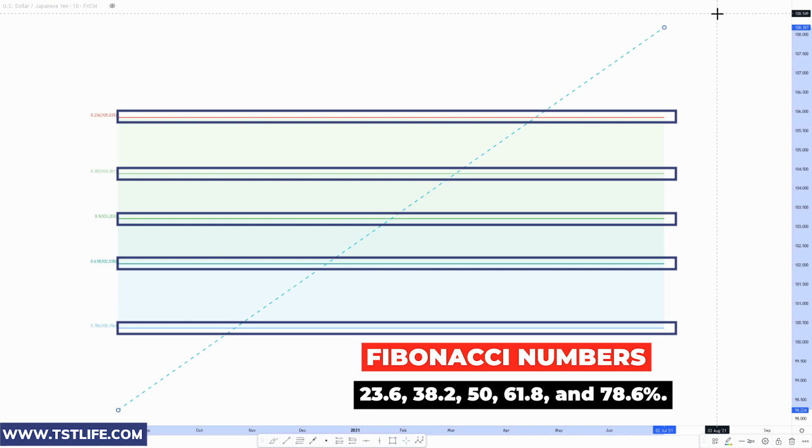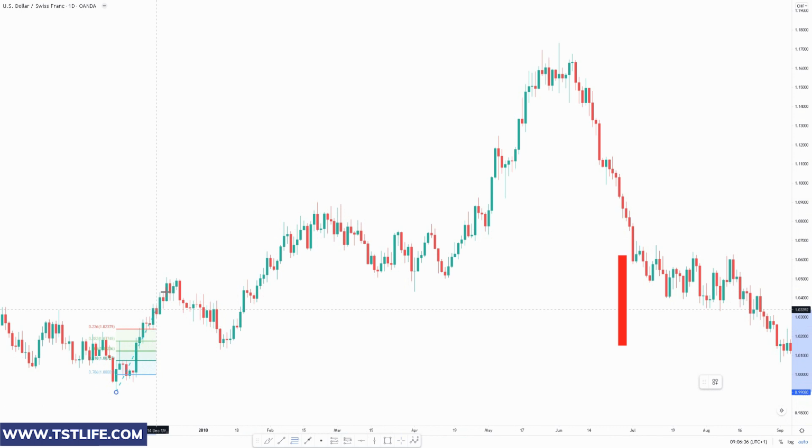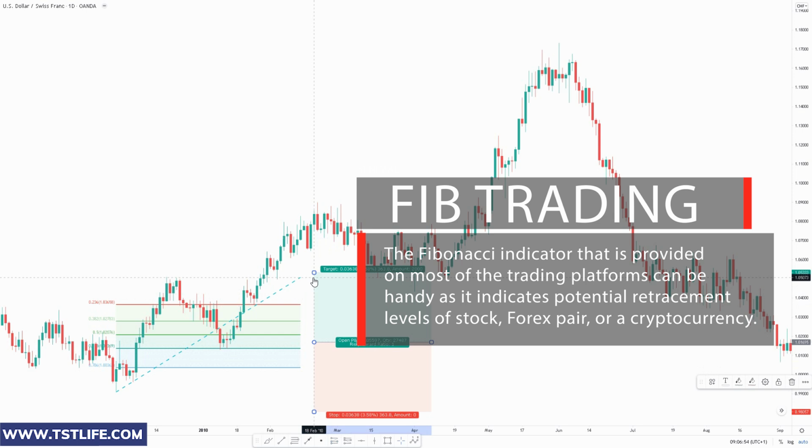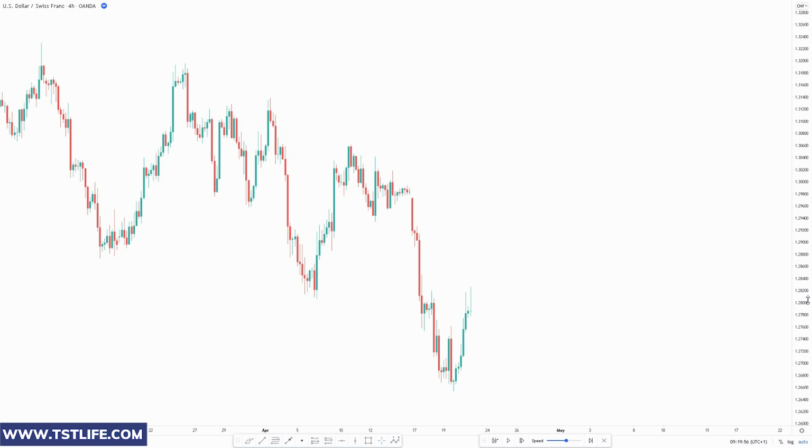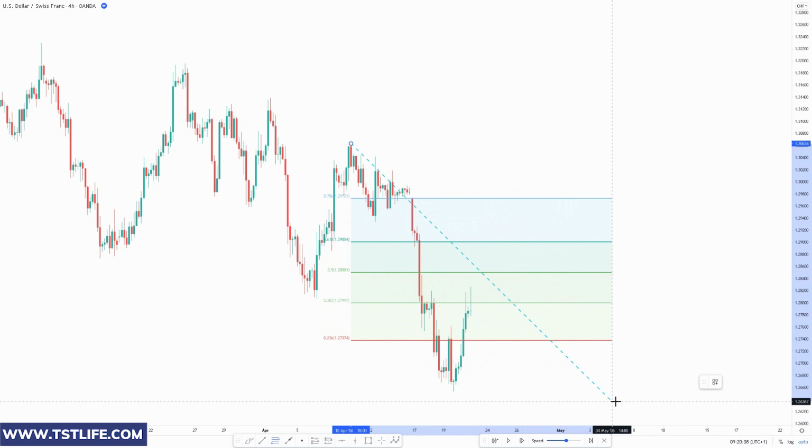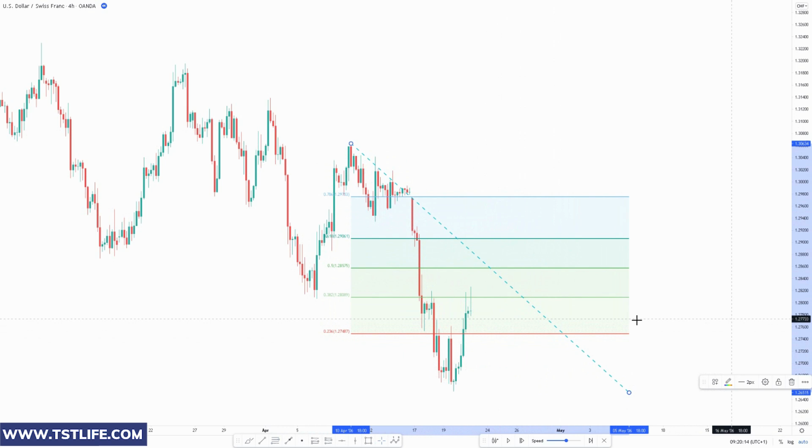The Fibonacci indicator that's provided on most trading platforms can be handy as it indicates potential retracement levels of a stock, Forex pair, or a cryptocurrency. The Fibonacci indicator can be drawn in different ways, usually by connecting two key price points where a significant impulse has occurred. For example, it can be drawn by dragging the indicator from a recent price high on a chart to a current price low. In this way, you'll be able to locate the potential retracements of that significant price impulse.